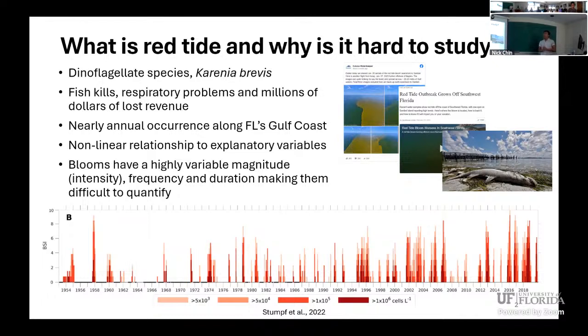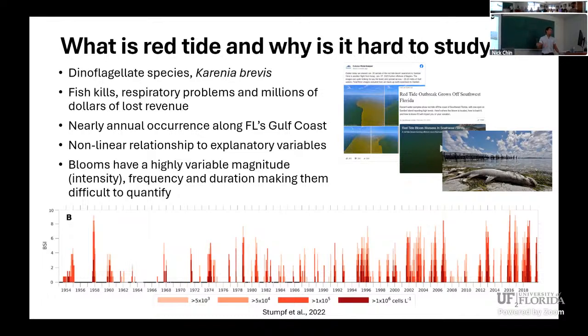The reason red tide is so hard to study is that there's a nonlinear relationship to explanatory variables. Basically, just because you have more nutrient loading doesn't necessarily mean you're going to have worse red tide blooms. I want to direct your attention to the little plot below. That is an index this group came up with to help quantify red tide. Essentially, the darker and taller the bar is, the more widespread and intense the red tide is.